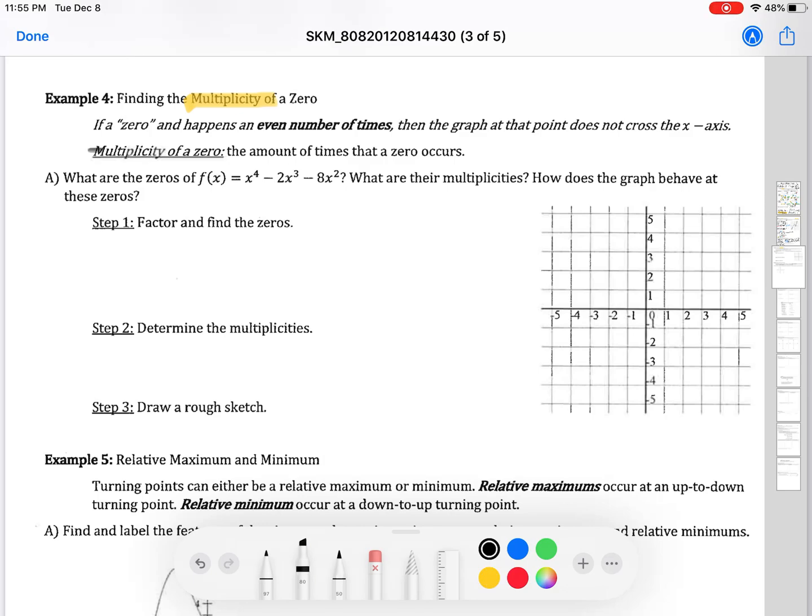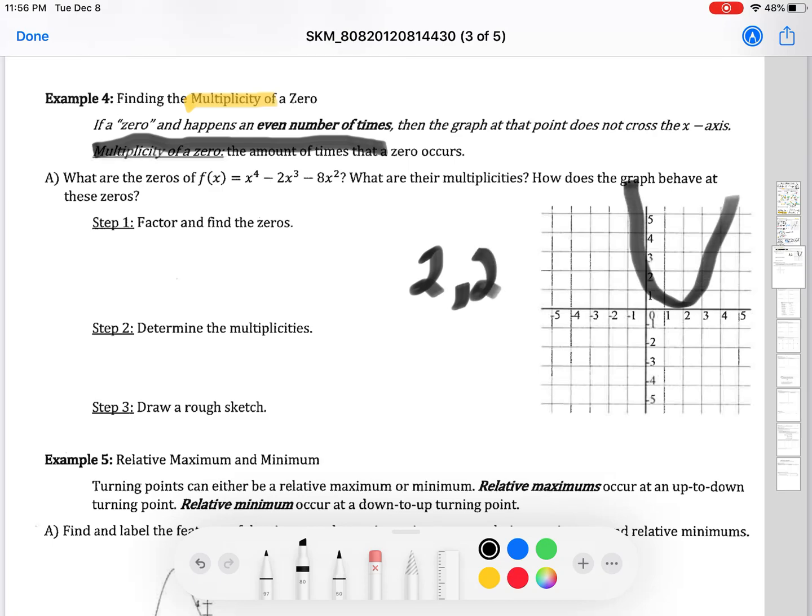if I have an answer and it happens to be an even number of times, then the graph does not cross the x-axis. Let's say I'm solving a problem, and we've seen this before, where I've got a 2 and a 2. I know that it will just touch the 2 and bounce right back. That's going to be a big feature of how this looks. That's really what it means when it says an even number of times.